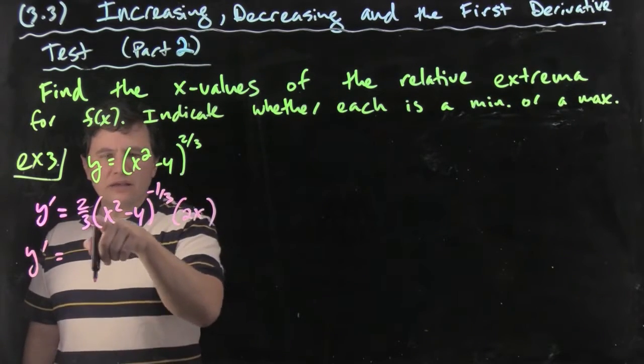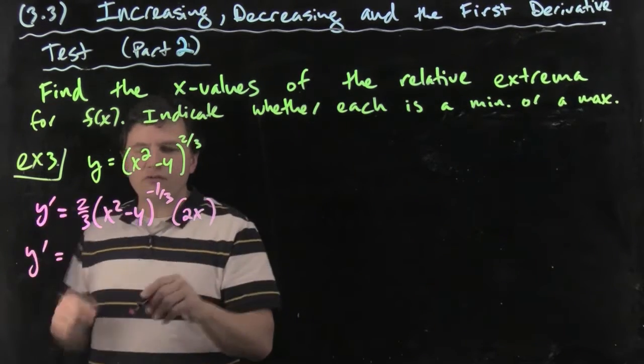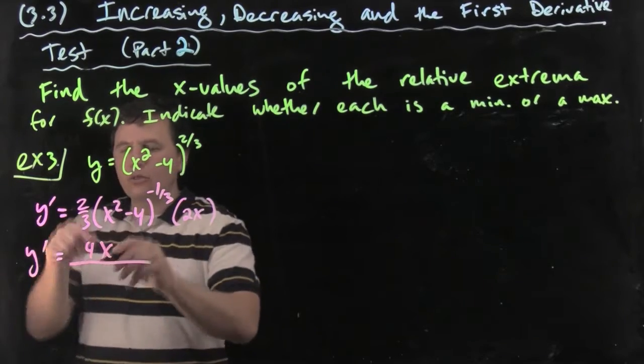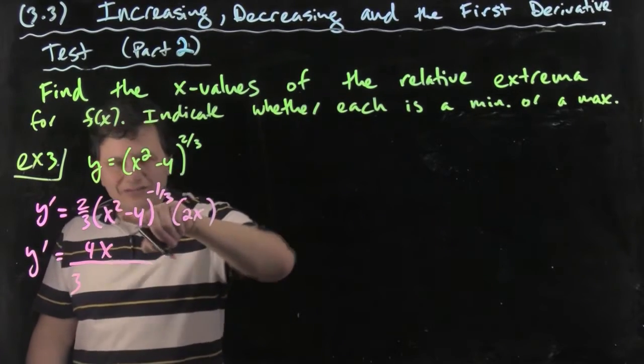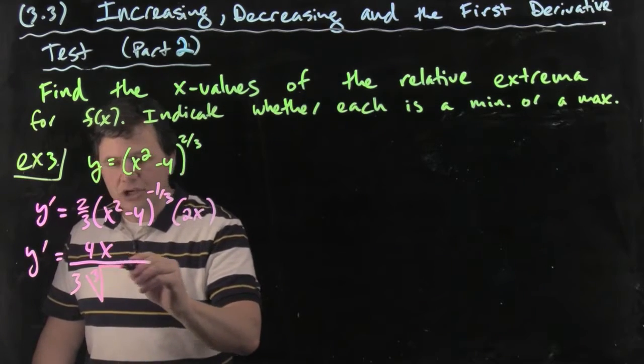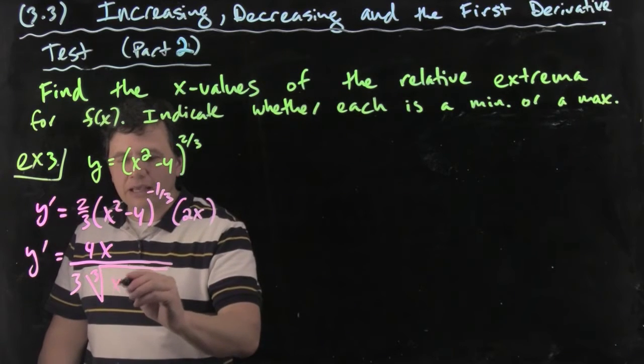So I would rewrite this. Let me point out that in the numerator we'll have 2 times 2, that's 4. And this x will be in the numerator. The 3 will be in the denominator. And this whole term, because that's a negative exponent, will be in the denominator. I'm going to write that as a cube root. So I'm thinking about what this thing actually means.